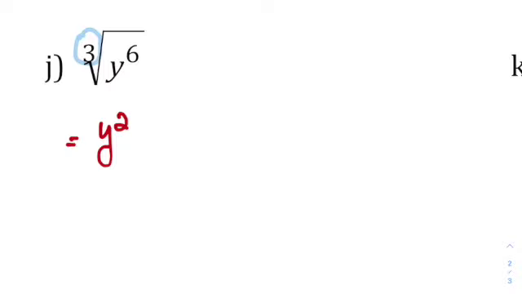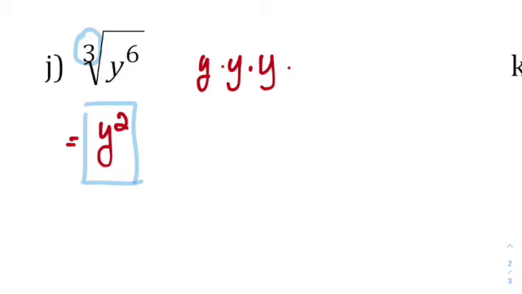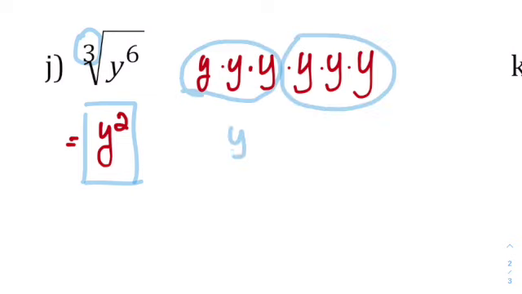If you don't understand this, let me draw it out for you guys. Have y to the 6, y times y times y times y times y times y. 3 per group. That's one group. That's 2 groups. That's going to be y right here, and that's y right there. That's how I got the y squared.